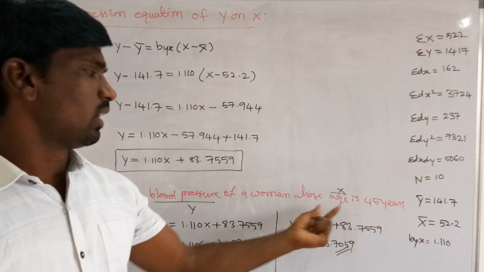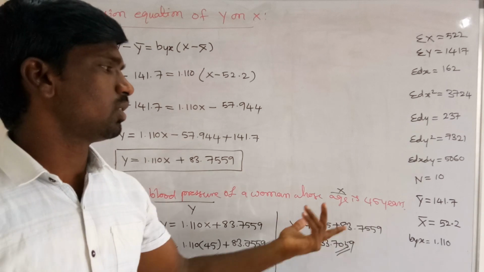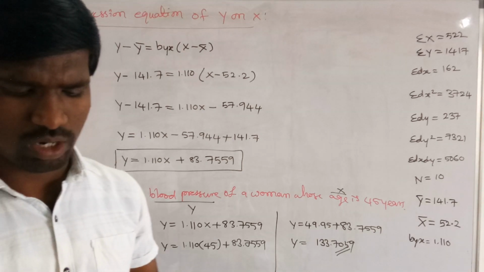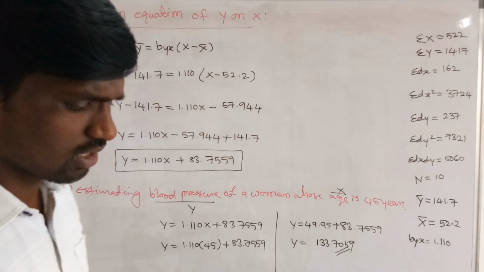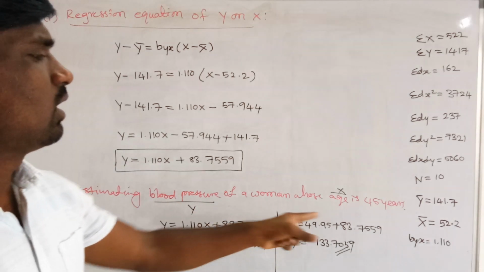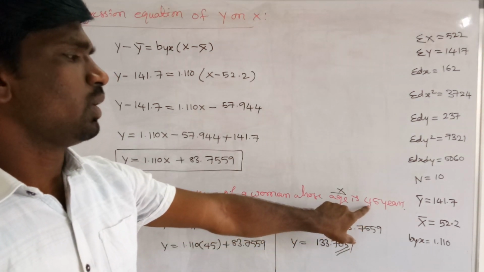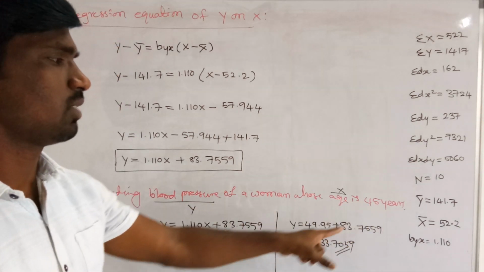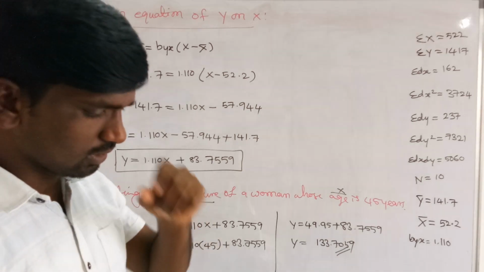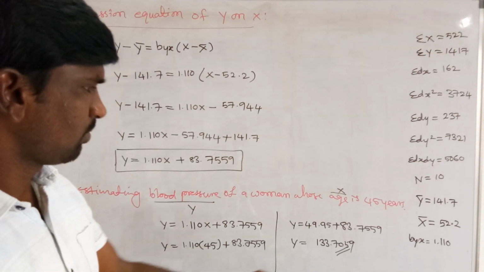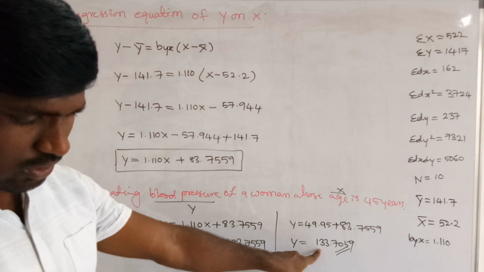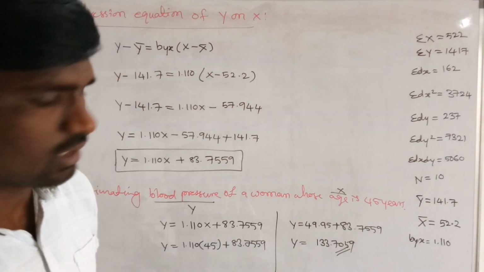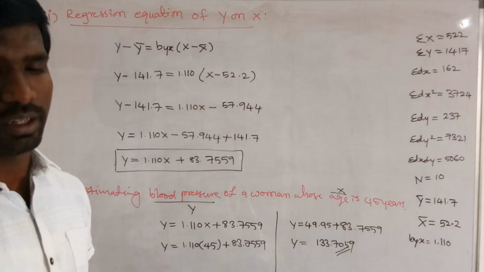Okay, we are estimating the blood pressure of a woman whose age is 45, and this is not in the question. Here he mentioned some different ages of a woman, 56 years, 42 years, 72 years, 63 years, like that. But here we are estimating the blood pressure of the 45 years old woman. The 45 years old woman's blood pressure is 133.7059. This is the second condition.